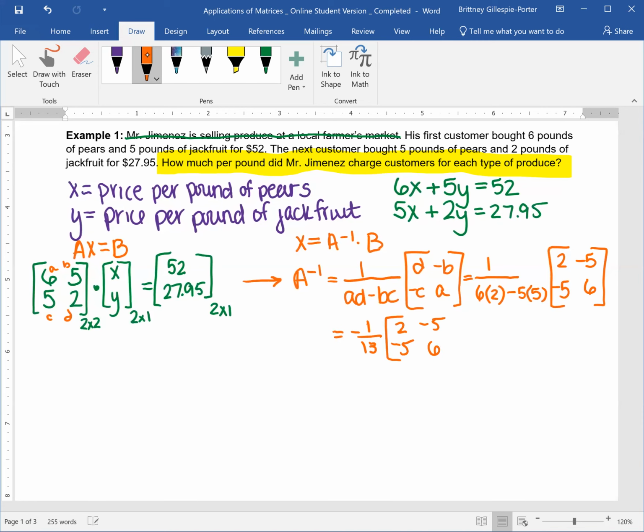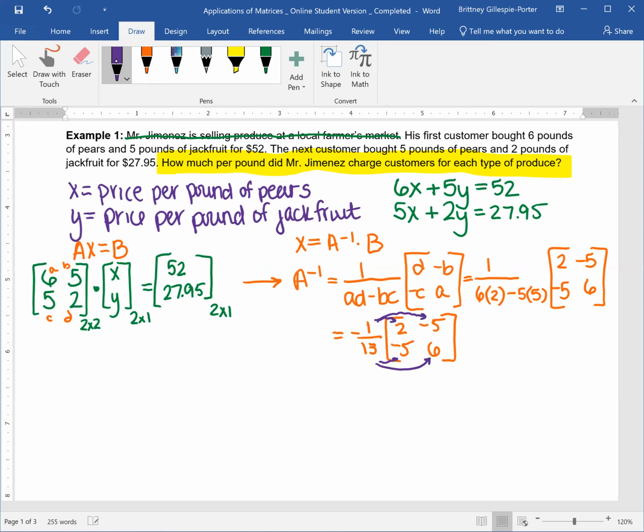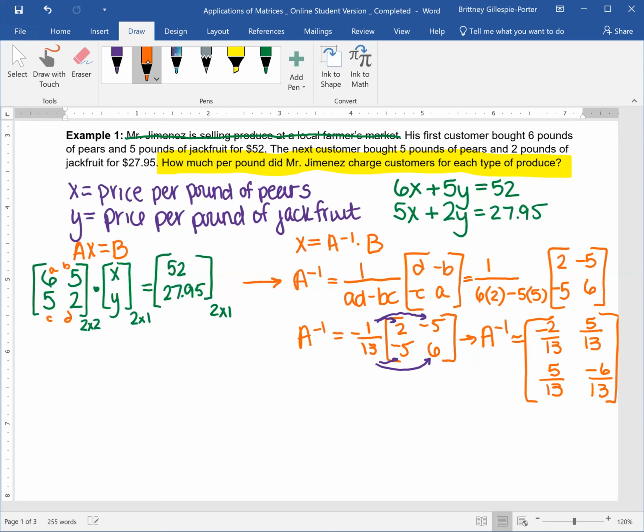And now we have multiplication by a scalar, which means that we need to distribute that negative 1 over 13 through our entire matrix. And we find out that A inverse is equal to, when you get decimals, convert back to a fraction, negative 2 over 13, positive 5 over 13, positive 5 over 13, and negative 6 over 13. Nobody reduces.